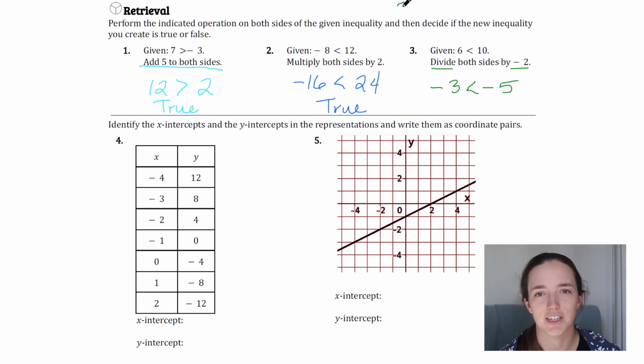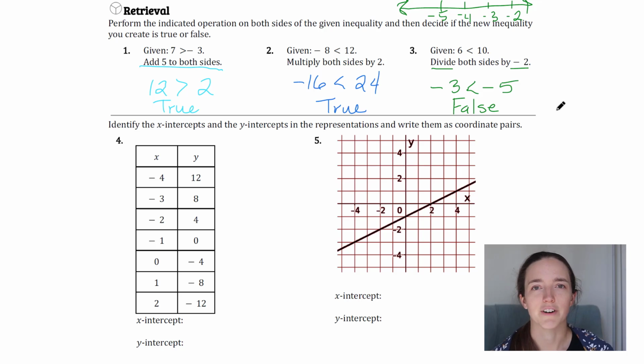Well, let's think about a number line. -5, -4, -3, -2, etc. I think -3 is bigger than -5. This is false. Okay, weird. Log that away. It'll come up in a future lesson. For now, let's move on to the next question.